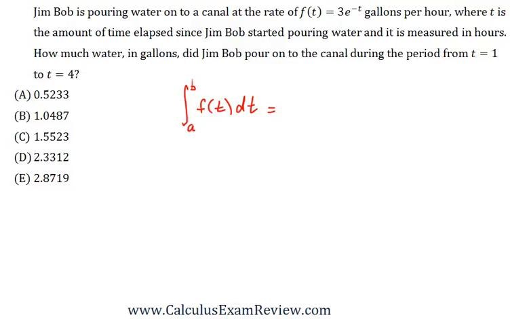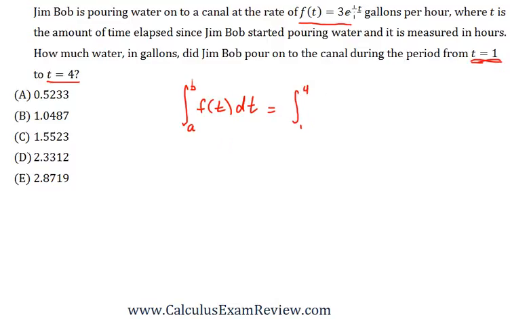So here we have Jim Bob, and Jim Bob's pouring water onto a canal at the rate of f of t equals 3 to the power of e to the negative t. So we want to know how much water he poured onto the canal from t equals 1 to t equals 4. So this question is going to be quite straightforward, because all we need to do is evaluate the integral from 1 to 4.